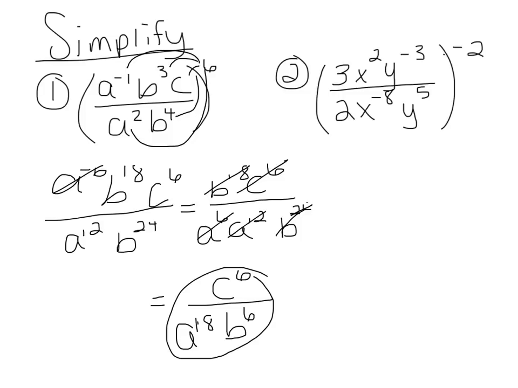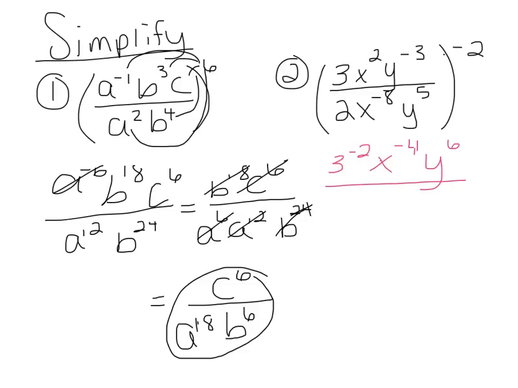Okay, number 2 here works the same way. So we're going to have 3 to the negative 2nd. We're just going to distribute that exponent on the outside, this negative 2, to everything. So 3 to the negative 2nd, x to the 2 times negative 2 gives you negative 4. And then we have y to the positive 6, because negative 3 times negative 2.